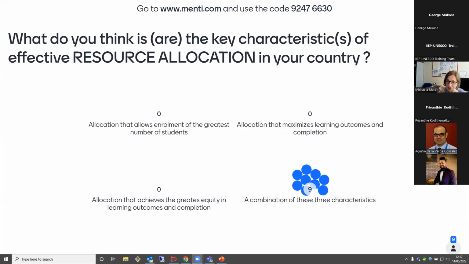So in a way, are we tackling these 3 questions? Do we bring the greatest number of children into our schools? So of course, in basic education, there's the right to education approach. All should be in school, but we have to be also concerned with learning outcomes and completion, and in addition with equity of outcomes. So you all agree with me, which is nice.